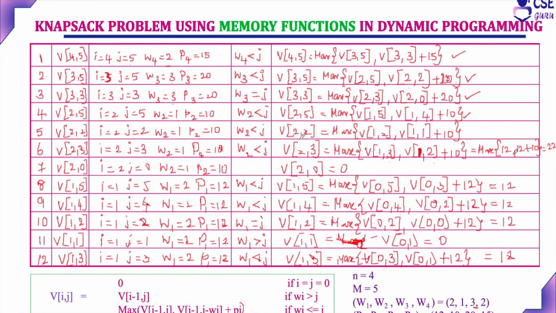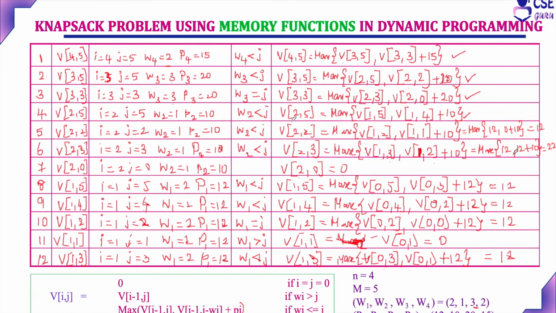That is V of 2, comma 2, we need to find. So V of 2, comma 2, it is maximum of V of 1, comma 2, what is the value? It is 12, comma V of 1, comma 1. Value is 0 plus 10. Which one is maximum? 12 is maximum. So V of 2, comma 2, value is 12.